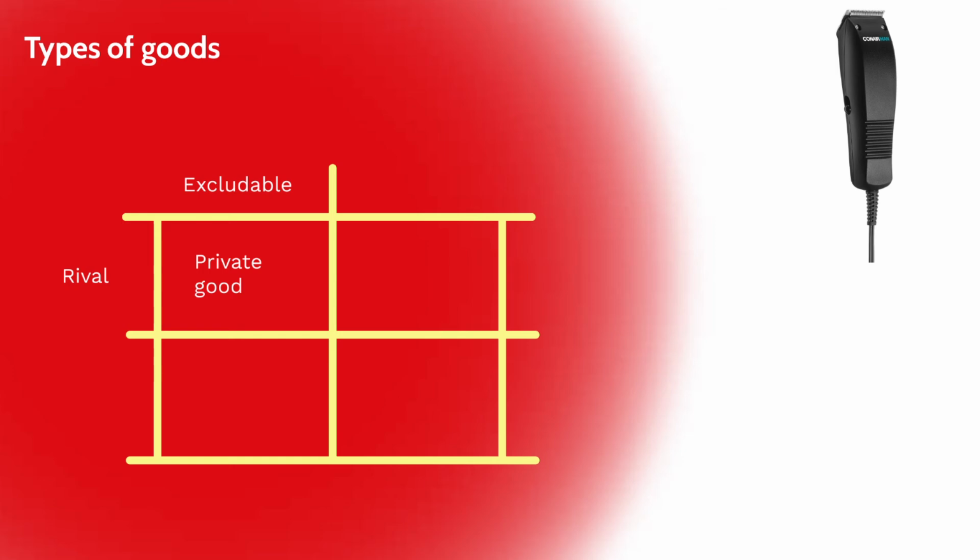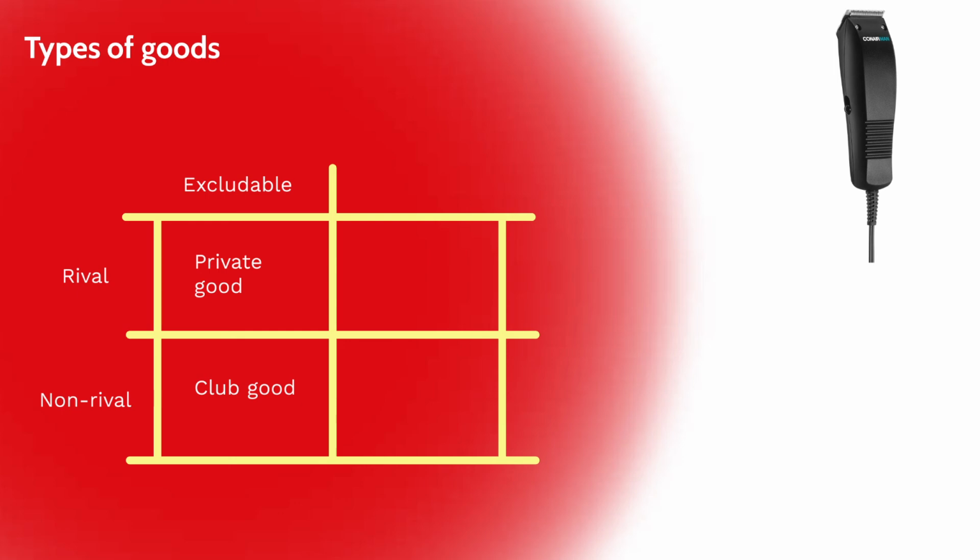Well, in this case, the hair clippers would be non-rival. Mr. Mouse's use of the hair clippers does not prevent someone else from using them. However, Mr. Mouse still has the property right. He can determine who can use the hair clippers, so they're excludable. Because they are excludable but non-rival, we have a situation where we have a club good.